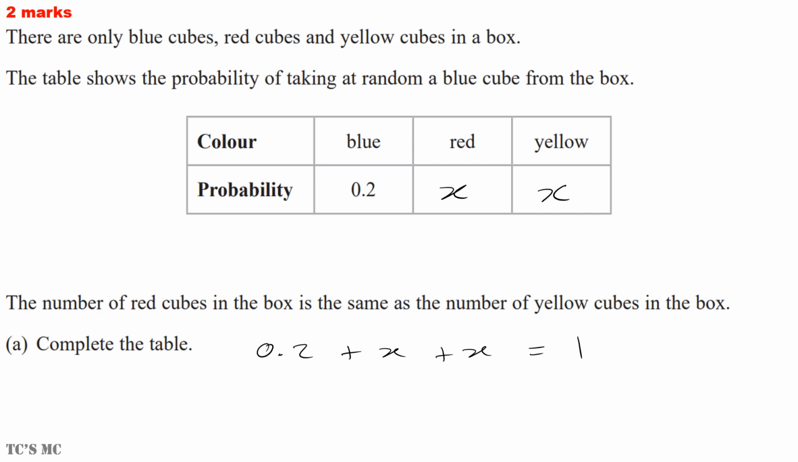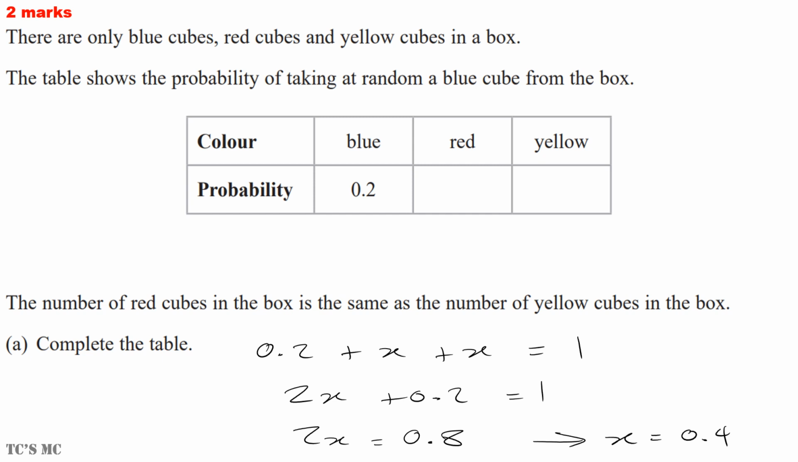Then I've got 2x add 0.2 equals 1. And however you like to solve that, you need to solve it. So I've got 2x is equal to 0.8. And then I know that x is equal to 0.4. So now I can say that each one of these is 0.4.